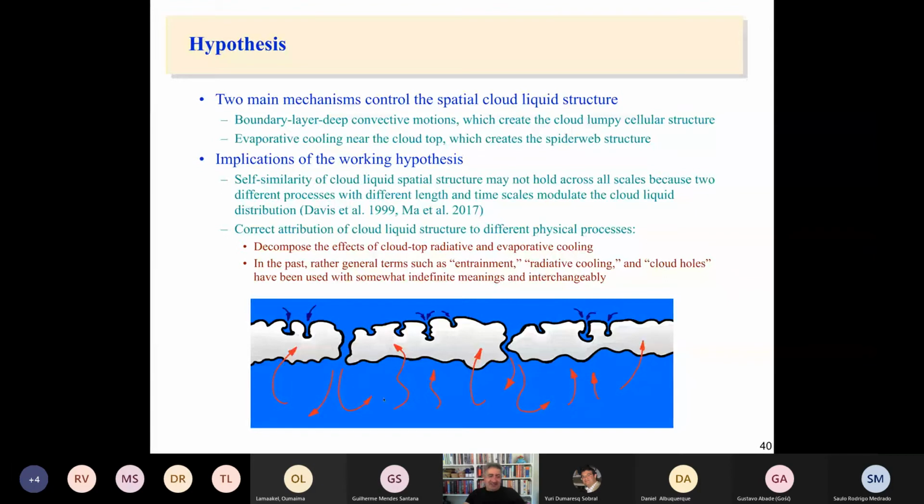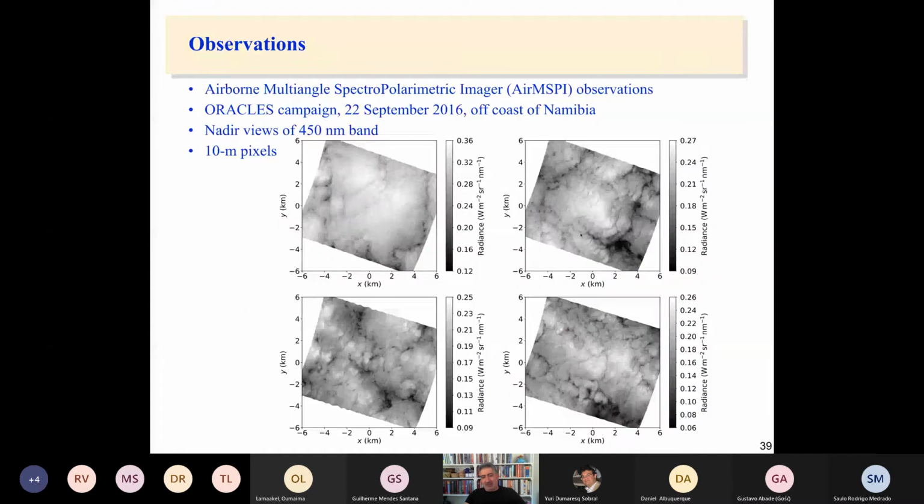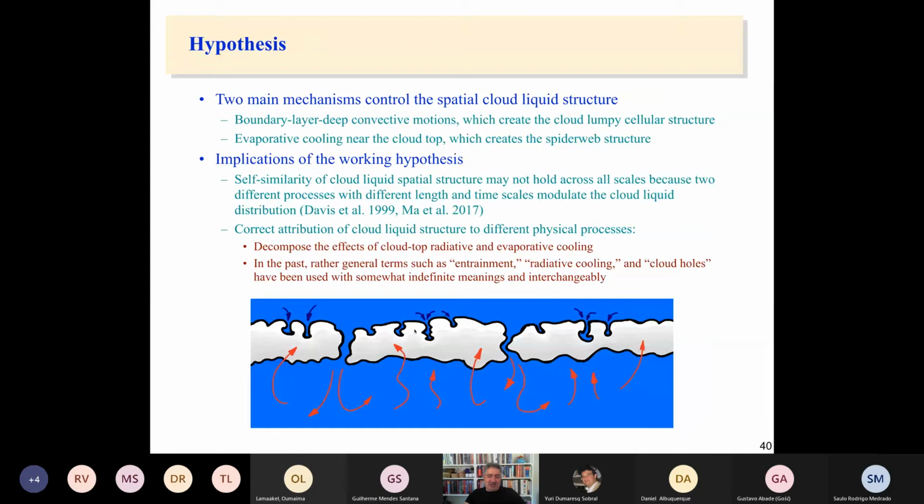On top of this, there is another effect where the cloud meets the atmosphere. The cloud can evaporate. Evaporating liquid into gas takes heat out of the environment, and this creates additional cooling. So this is evaporative cooling. What I'm going to try to convince you of is that the big lumps that you see here are because of surface buoyancy and radiative cooling on the top, and the spider web is because of this evaporative cooling when the cloud evaporates in contact with the surface.